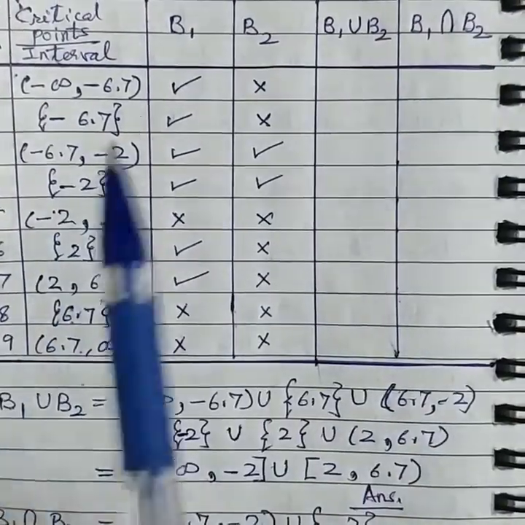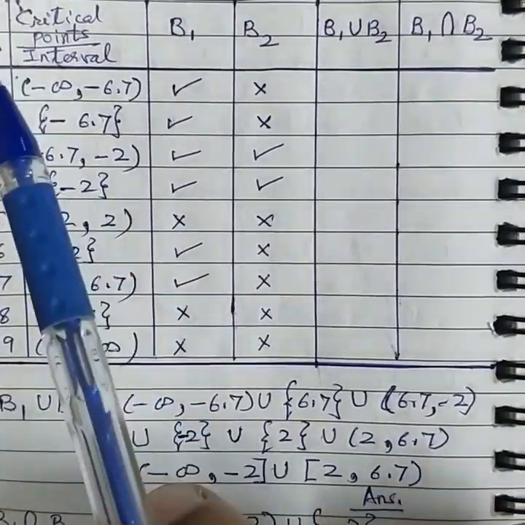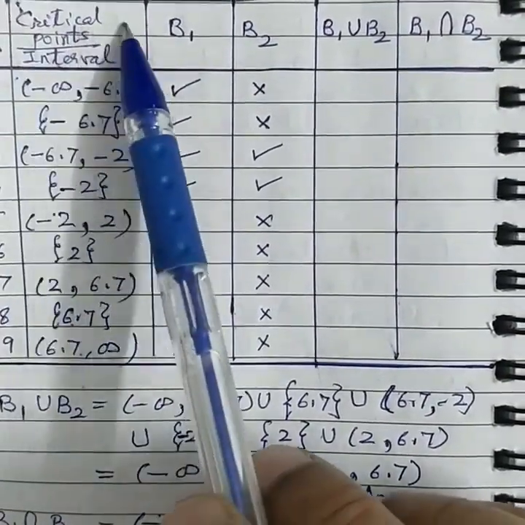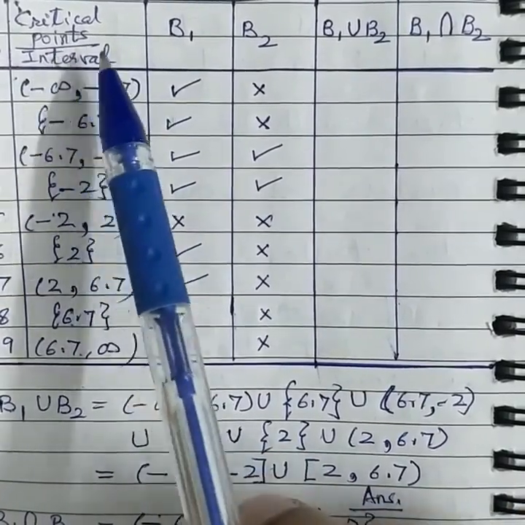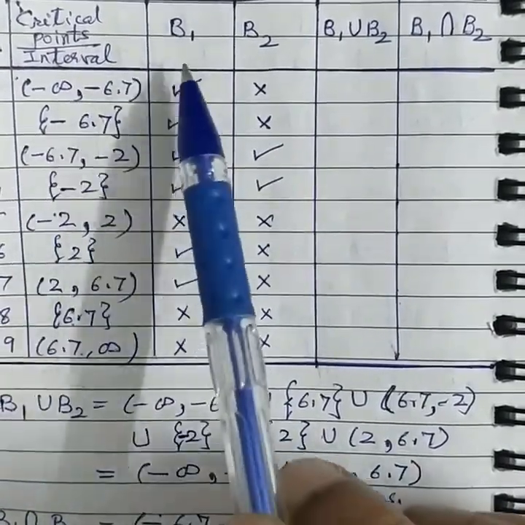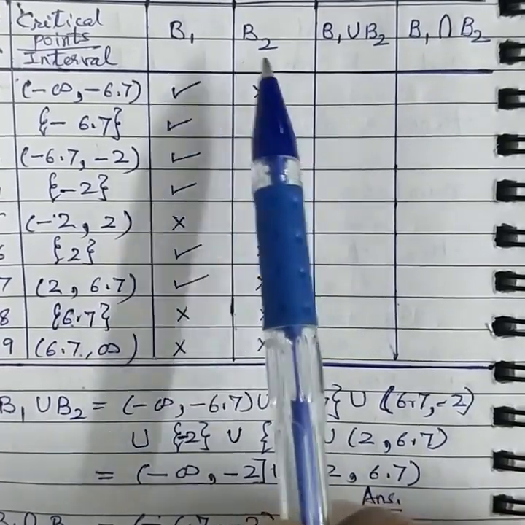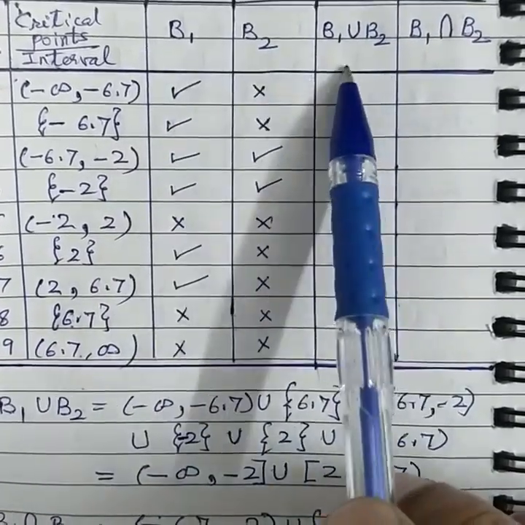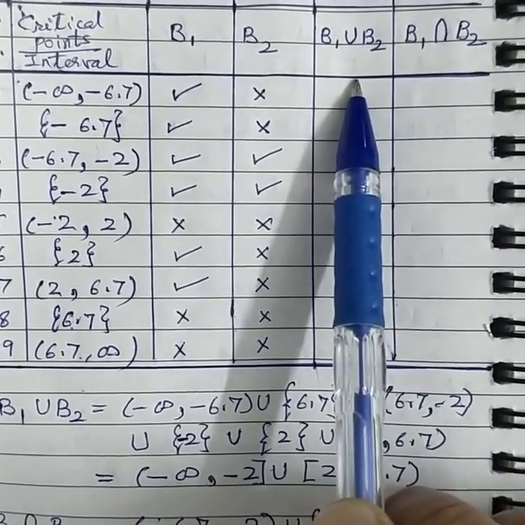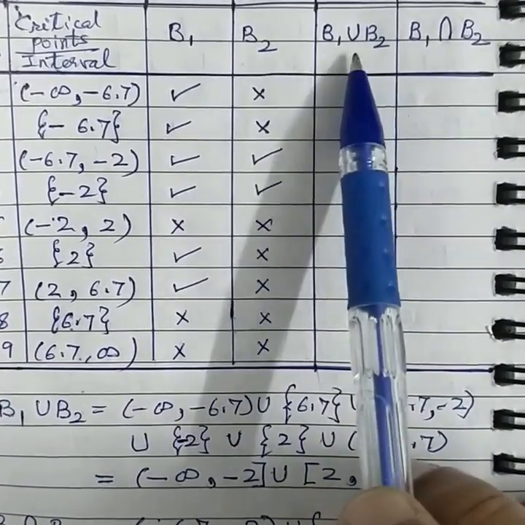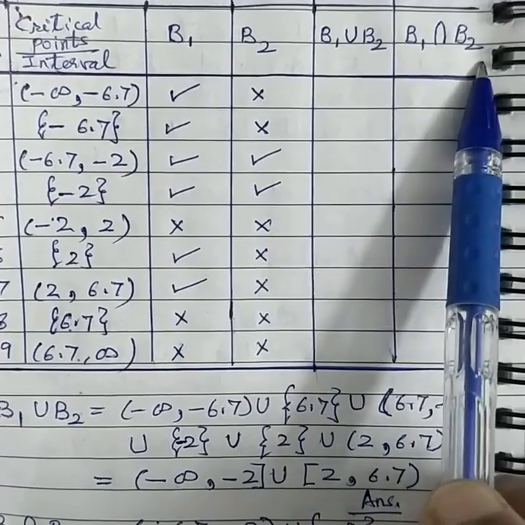This is the table in which the first column is serial number, second column is critical point and critical interval. The other 2 columns are of the given sets B1 and B2, and these 2 columns are for the required sets B1 union B2, B1 intersection B2.